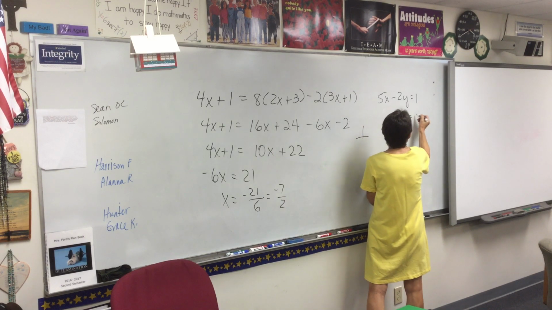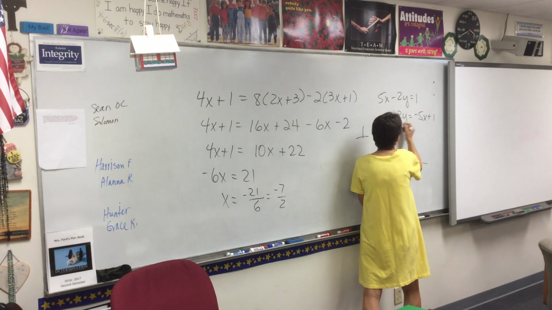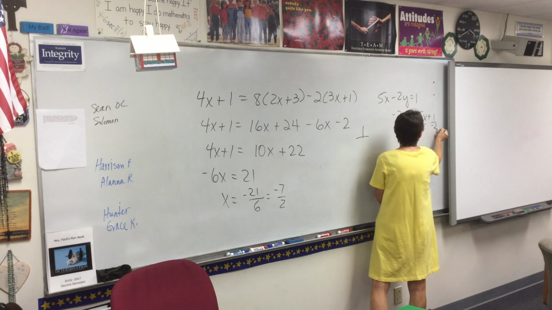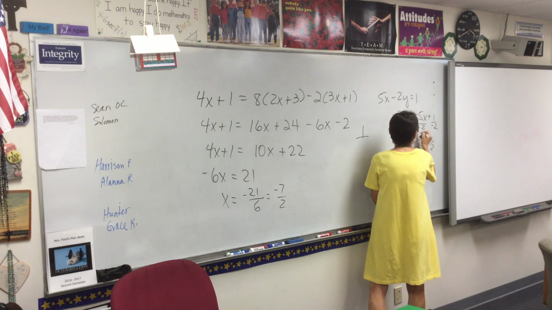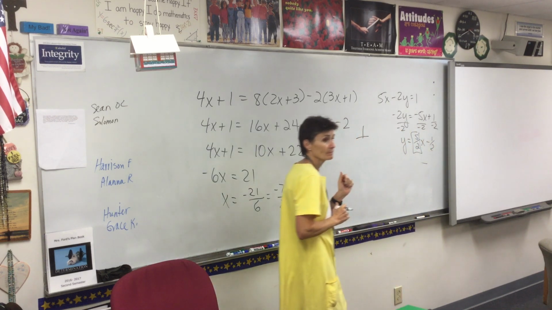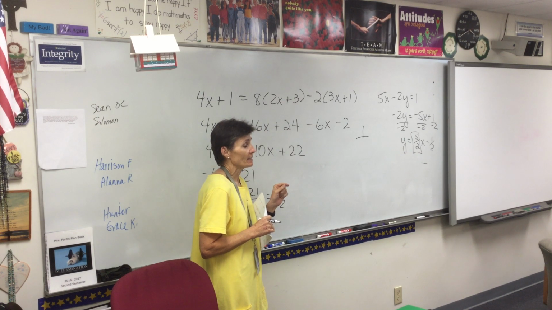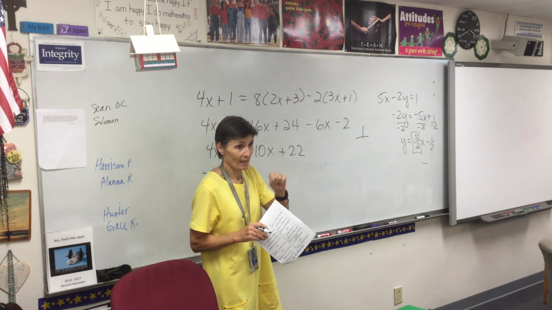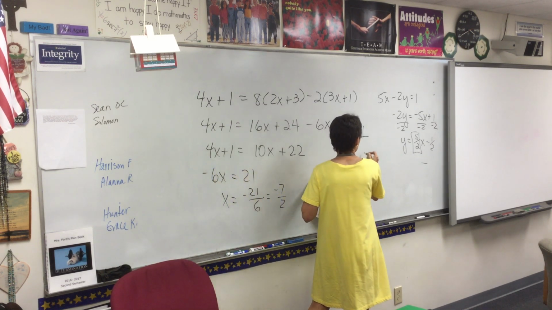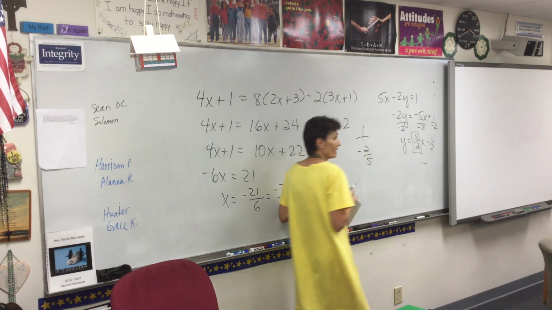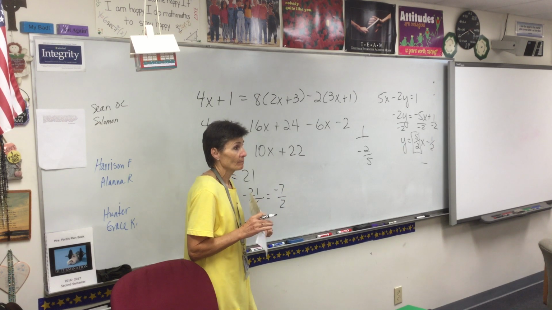So I'll move the 5x over. Okay, so I subtracted 5x. And now I'm going to divide by negative 2. So the slope of the given line is 5/2. Everybody with me? That's the slope of the given line. So if you wanted to be parallel, you would say 5/2. But we want to be perpendicular, so we have to change the sign and flip it over. So it'd be negative 2/5.